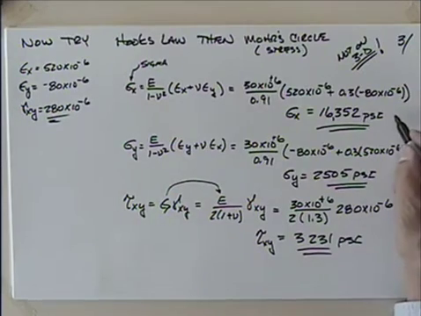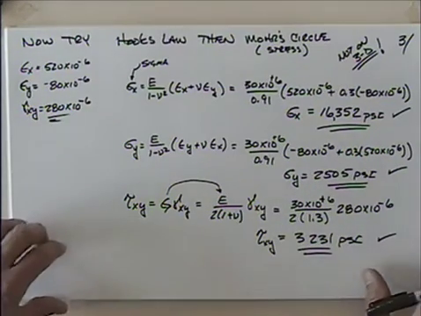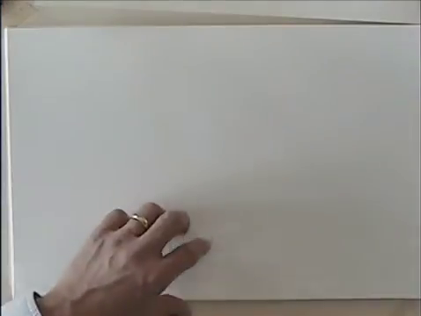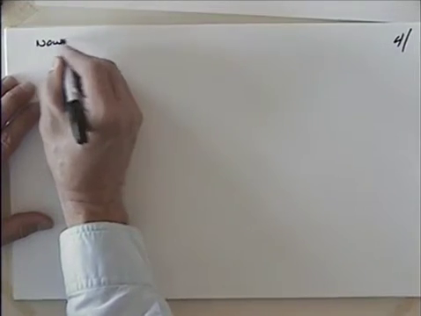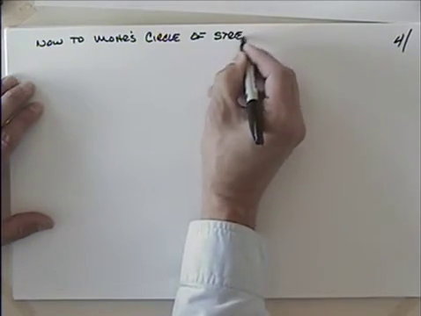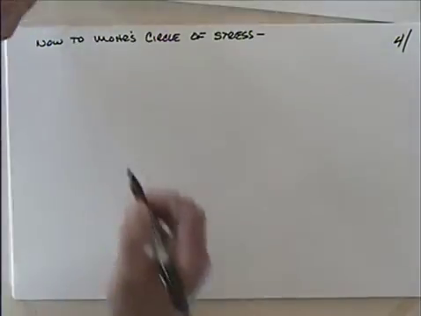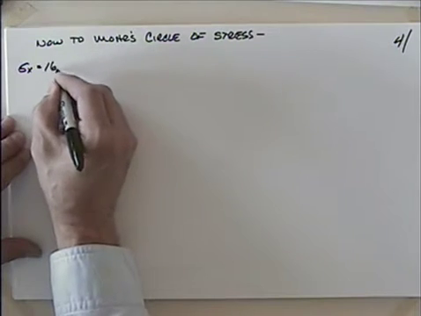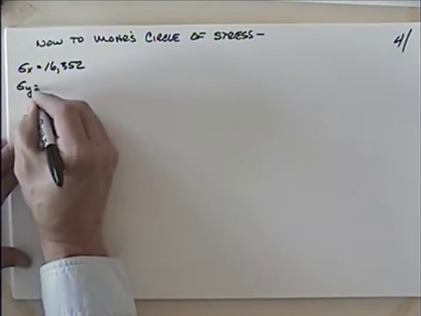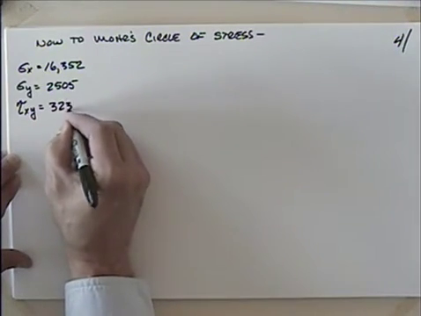So now, if someone came along and told you sigma x and sigma y and tau xy, could you draw Mohr's circle of stress? I suspect so. So let's do that. So now to Mohr's circle of stress. I'm just going to summarize what we had on this other sheet: sigma x, sigma y, and tau xy. So sigma x is equal to 16,352, sigma y is 2,505, and tau xy is 3,231, and those are all psi.